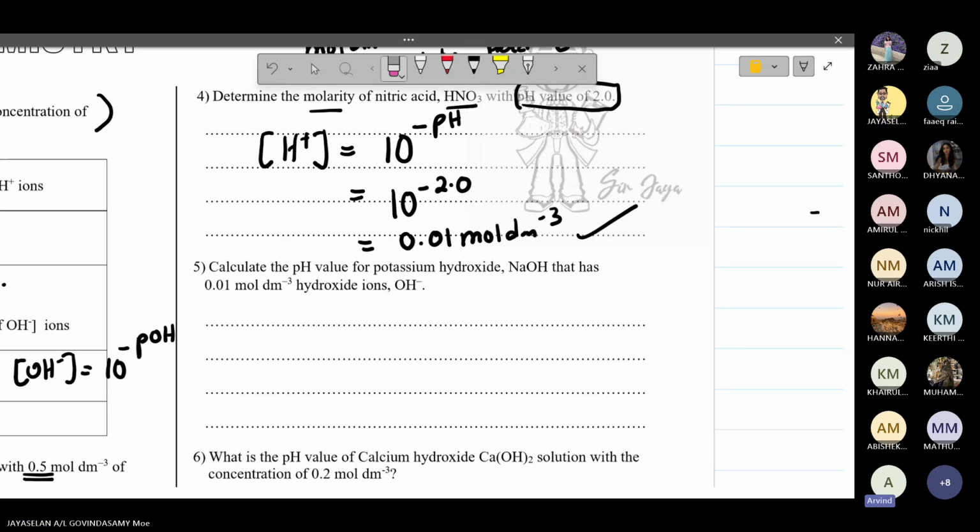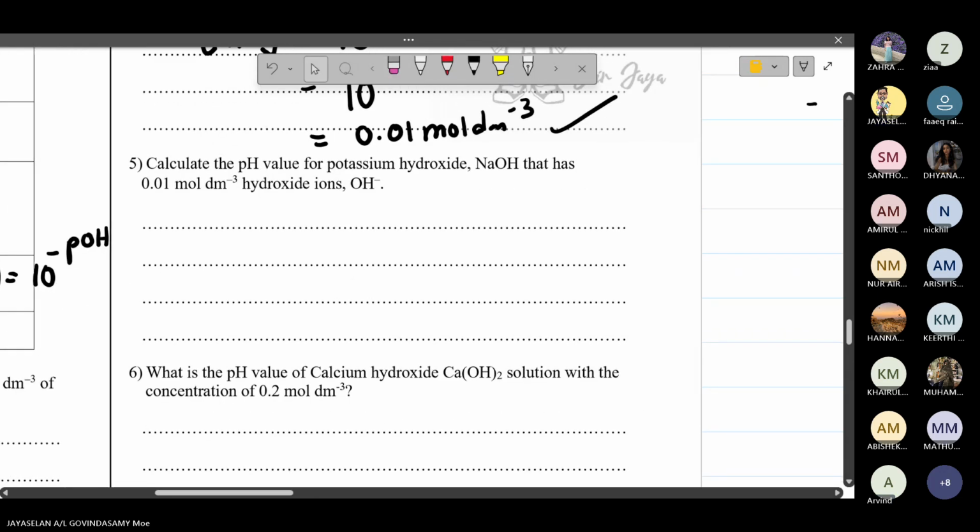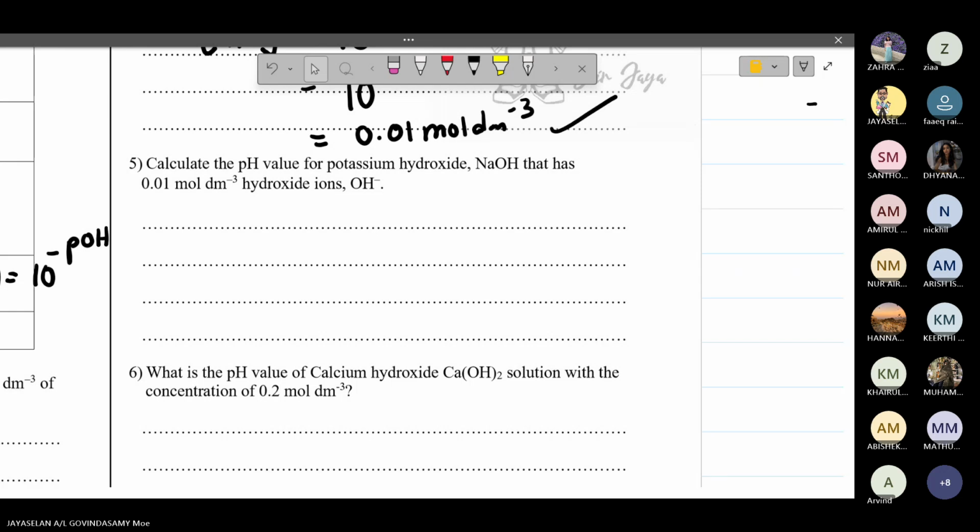Okay. The second one, question number 5. Siapa dah buat? Angkat tangan. Oh, Arwin dah already. Okay, lagi 2. Oh, 3 orang. Okay, Yasmin also already do. Okay, we do together. First step, which formula you have to use? Jangan tengok ini. Tengok ini.